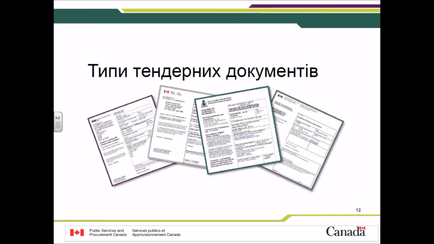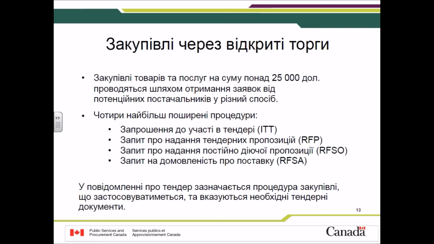One of the next things that I wanted to outline is the types of documents that are used by the Government of Canada, so that you can have a better understanding of what you need to look out for. The types of documents that are commonly used for public tenders, usually for procurements above the $25,000 mark, are things such as an invitation to tender.